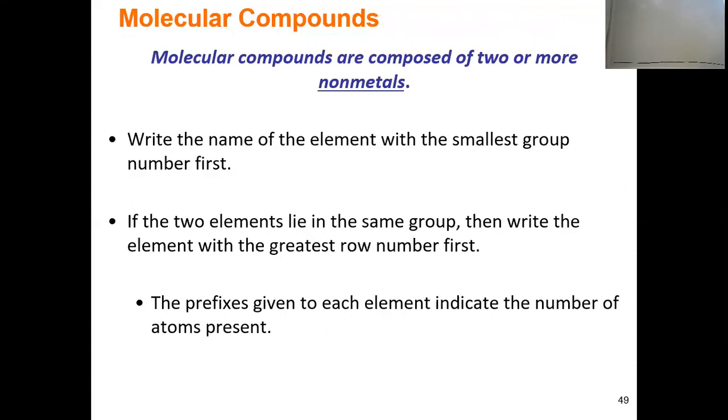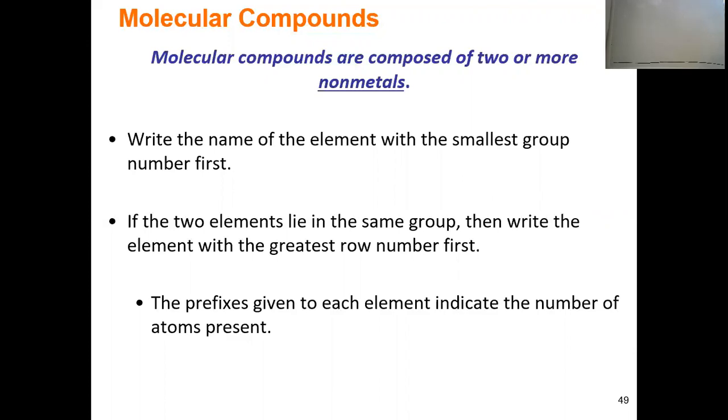So we're going to define a molecular compound as something that is composed of two or more nonmetals. And when we write the name of a molecular compound, we're going to start with the element that has the smallest group number first, right? The smallest group number would indicate that it's like the most metallic. So this kind of follows the trend that we were using to name the ionic compounds as well, where we would put the metal first.